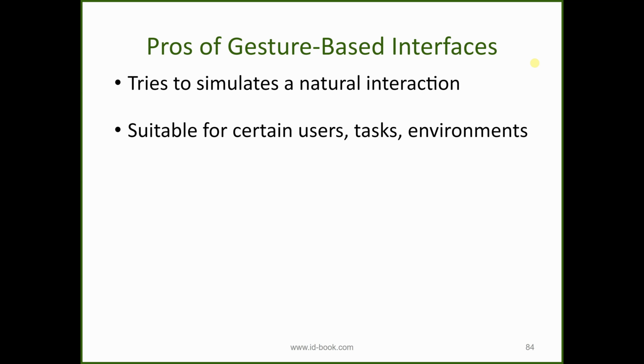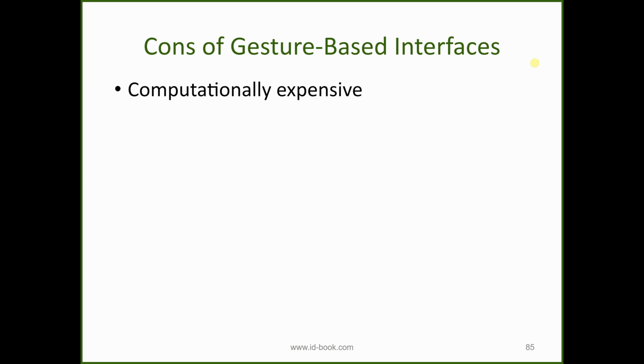And even for some users, for example, people who are in wheelchairs, gesture-based interfaces might be a very good option. So what are some of the cons of gesture-based interfaces? First of all, they are computationally extremely expensive. A lot of cameras are needed to track users' motions, and then these motions have to be computationally understood by the computer. So a lot of computation is taking place in order to make gesture interfaces successful.